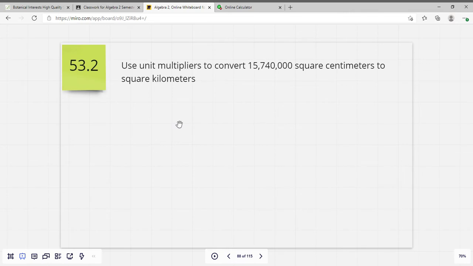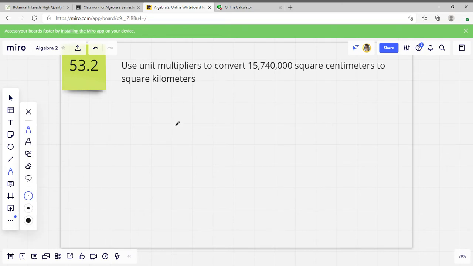Alright, use unit multipliers to convert that to square kilometers. Alright, so we're going to write this one out. This one is 15,740,000 square centimeters. That means square centimeters means centimeters squared. So that means cm times cm. Okay? It's very important that when you have it squared, you got to write your unit twice.